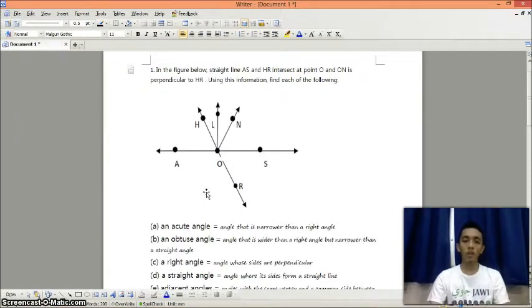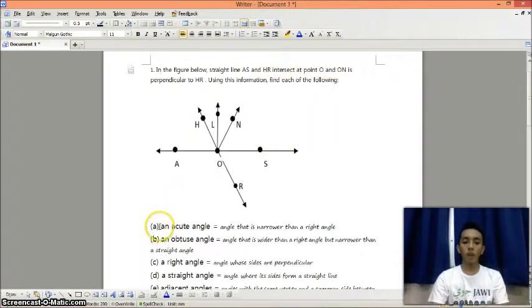I'm going to do some exercises about simple geometry. I have prepared 3 questions in this video. First, let us begin. Number 1. In the figure below, straight line AS and HR intersect at point O, and ON is perpendicular to HR. Using this information, find each of the following.